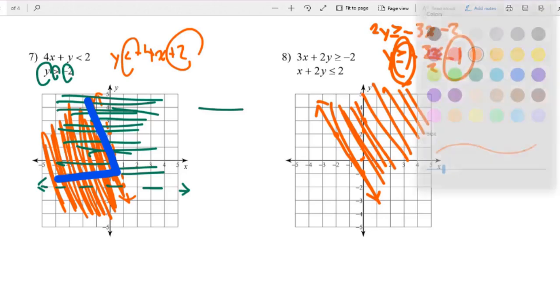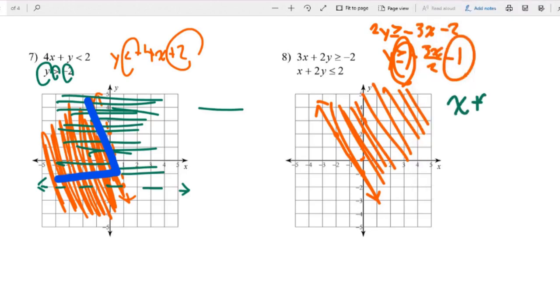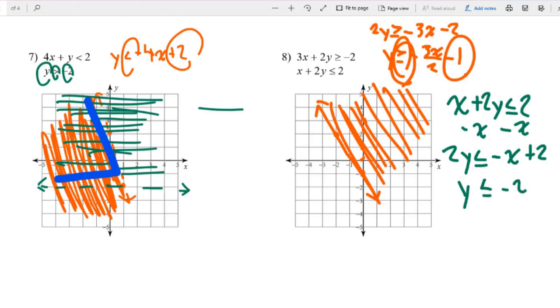Okay, and for our second inequality, we have x plus 2y is less than or equal to 2. So our first step is to subtract x from both sides to get 2y is less than or equal to -x plus 2. Now we're going to divide every term by 2 to get the y by itself, to get this: y is less than or equal to -x/2 plus 1.